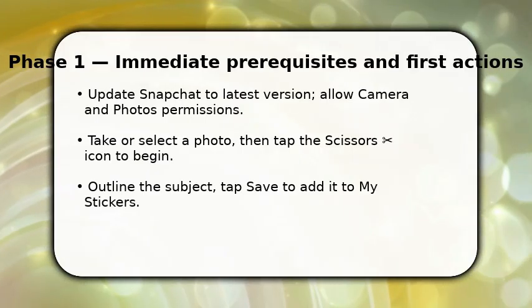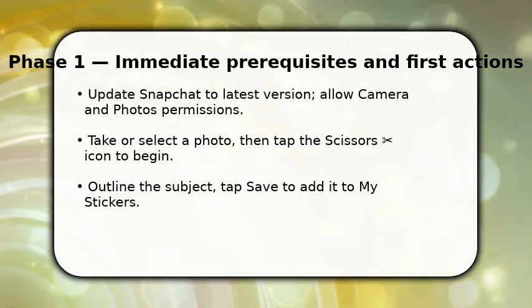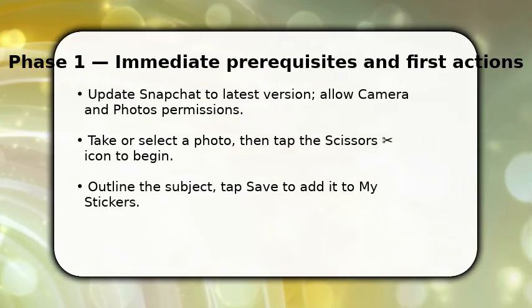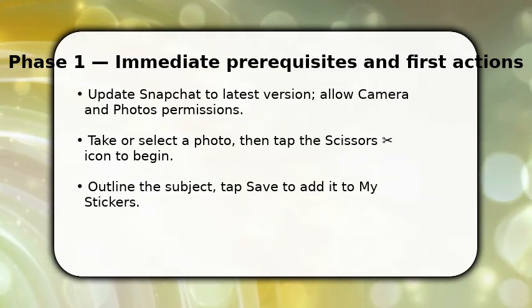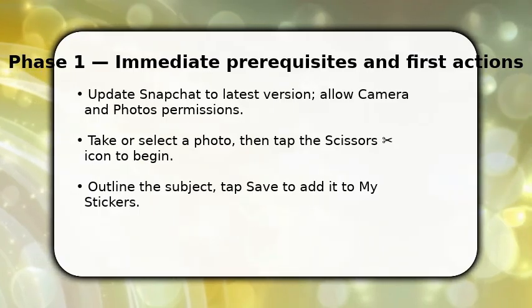You start by opening Snapchat and making sure the app is updated. This avoids missing features. Take a photo or pick one from memories, then tap the scissors icon to enter sticker creation. Carefully trace the part you want as a sticker. Precise edges make reuse cleaner, and hit save.